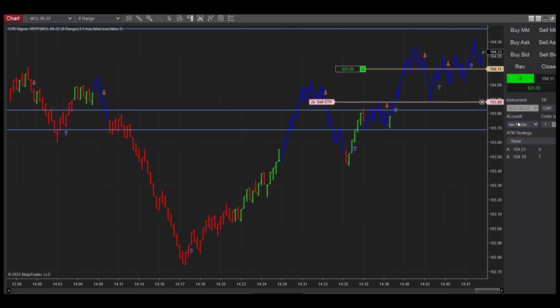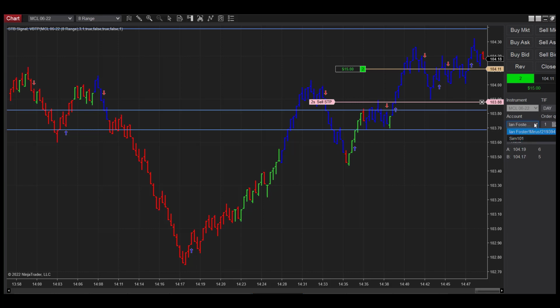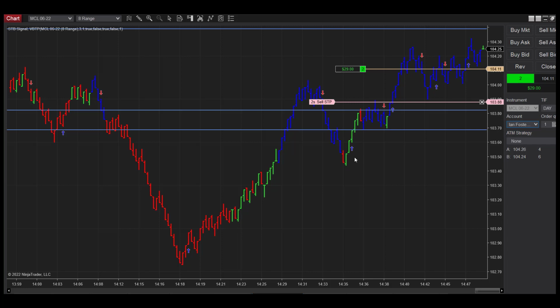It is a live account. There is my account there. It is not a sim. You can see there the sim B, so there's Ian Foster's account. I've taken the signal based on a higher vertical bar trading pattern low, confirmed low, and we've got blue bars.